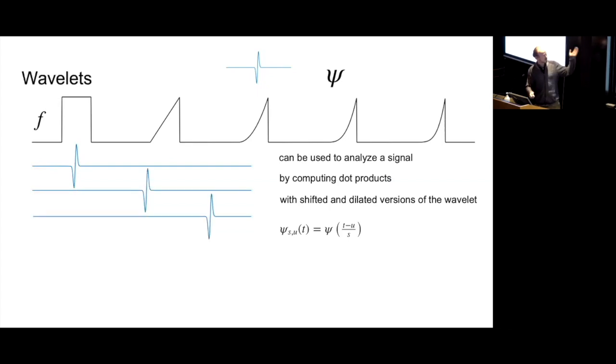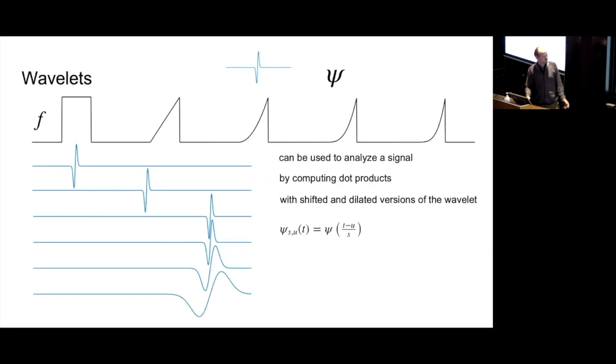So I translate the wavelet, dot product it, but what I also can do is dilate the wavelet and go to different scales and look at what's going on there. So that's essentially what you do when you do wavelet transforms. Basically here you've got the wavelet transform at scale S and location U, which is the dot product of the function with the wavelet scaled to scale S and shifted to location U.